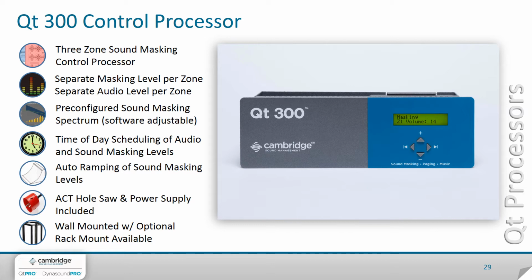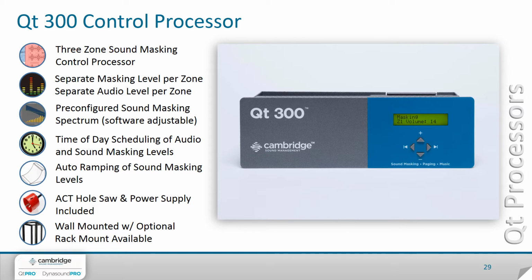Likewise, different sound masking and audio levels can be scheduled for adjustment daily based on the time of day. This can be beneficial when a space is vacant at night and security wishes to lower the sound masking level in order to better detect an intruder.